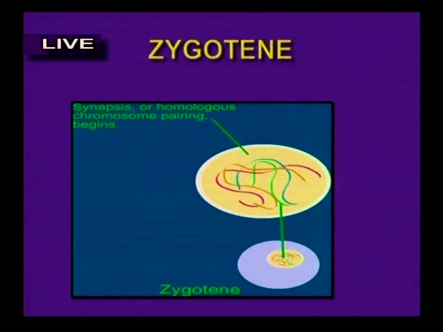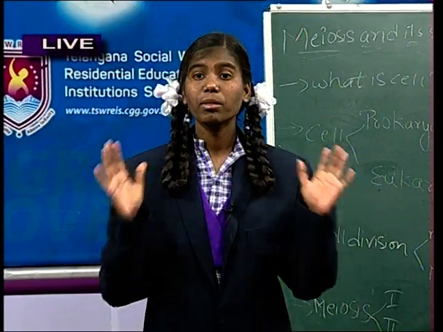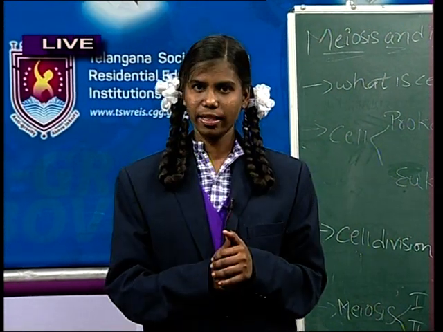So, this is the zygotene. What can you understand from this picture? What do you observe from this picture? Yes friends, here pairing occurs between the homologous chromosomes. Zygotene is nothing but the phase during which the chromosomes start pairing together.